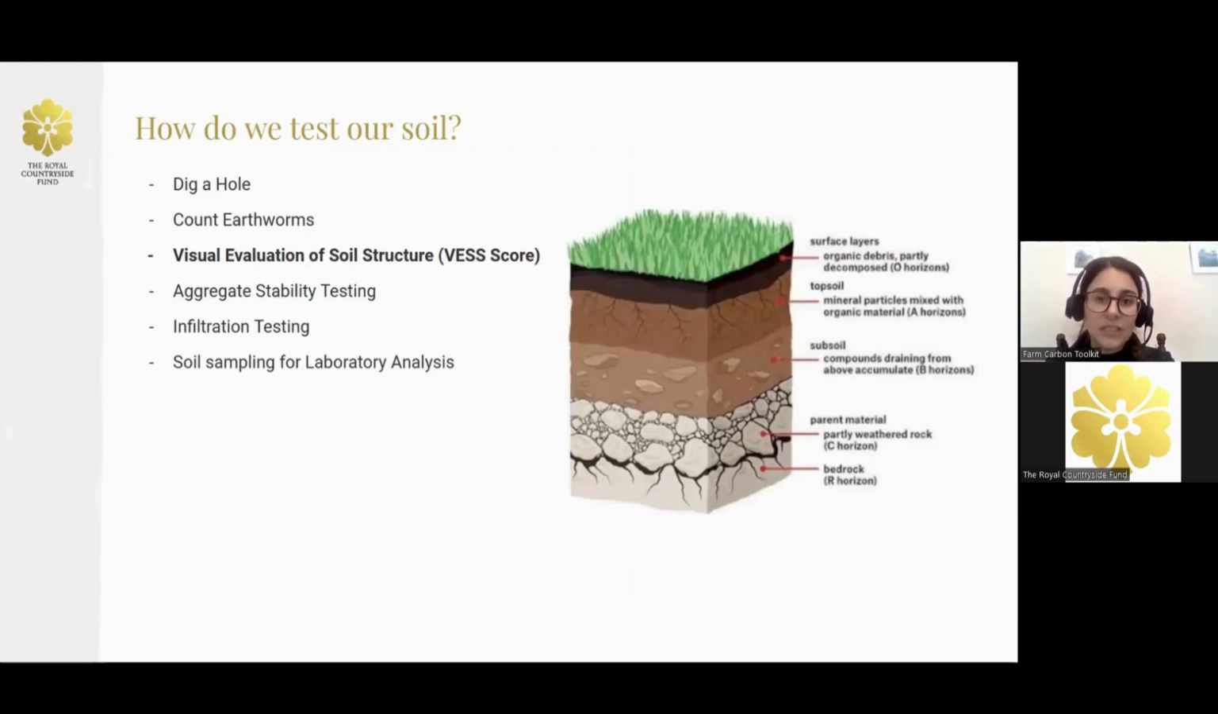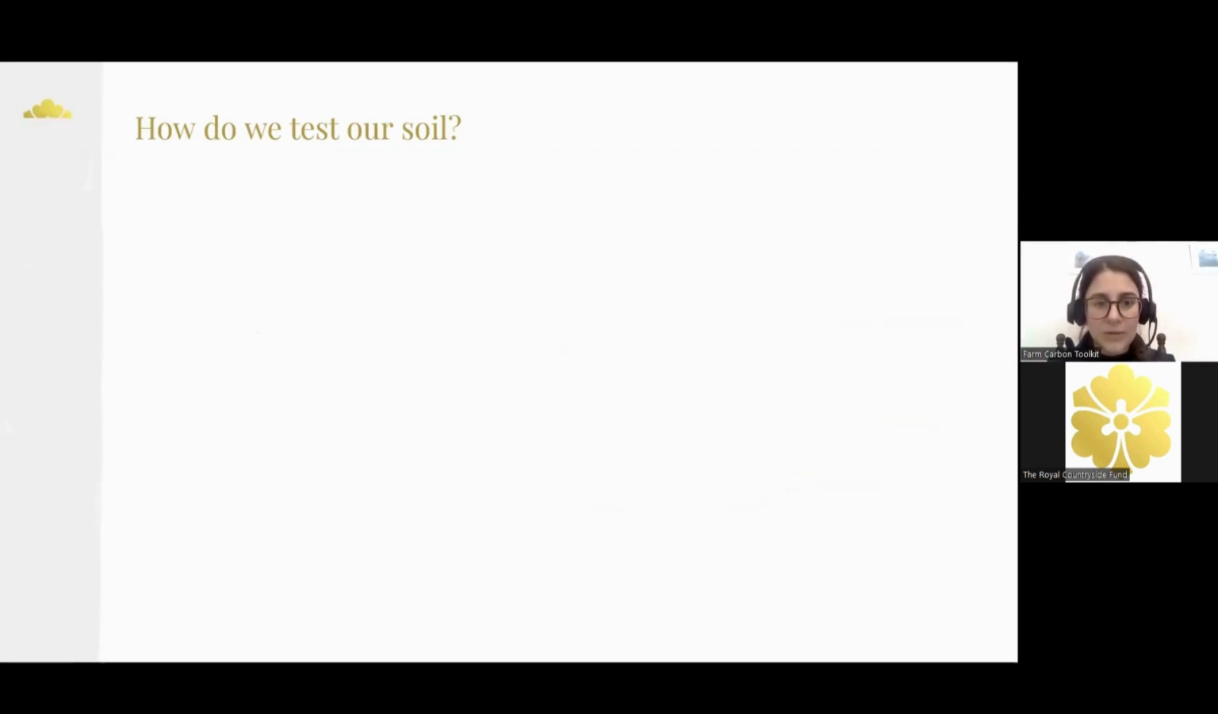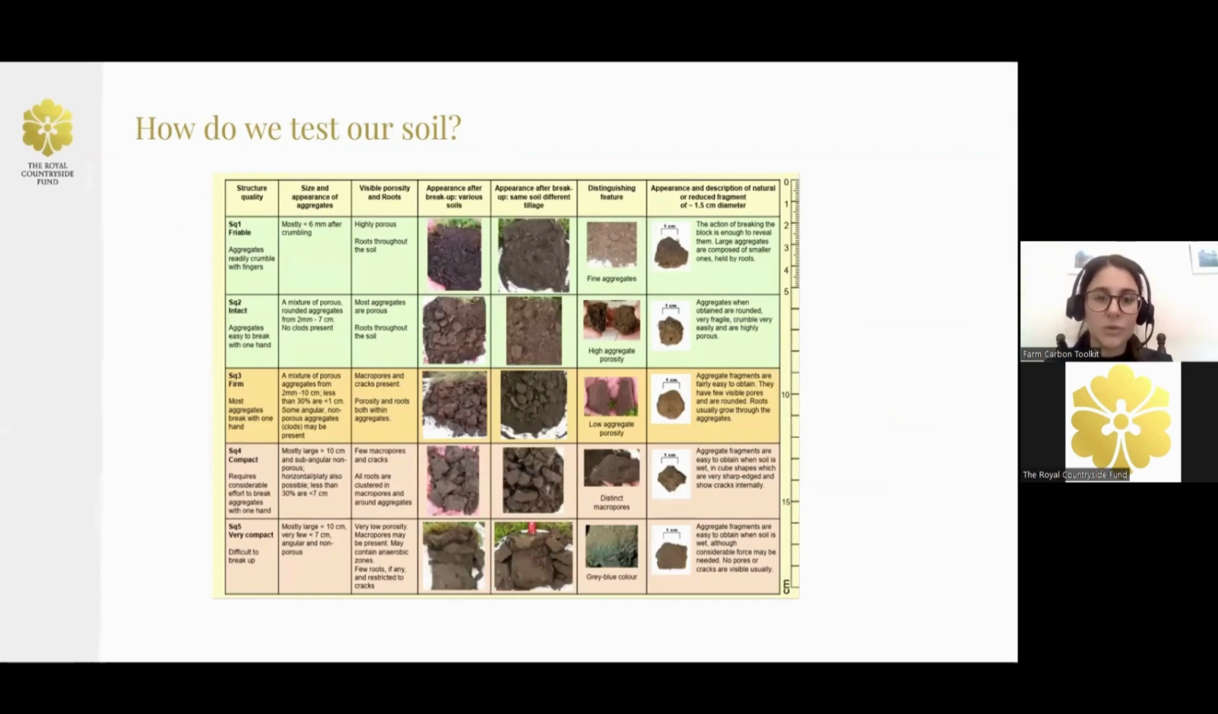So that again is really useful to compare between systems, so our silage versus grazing, or our arable versus our grassland, and apply a score that we can track year from year to see how our soil is functioning and how that structure is working throughout the year. So how we do our VESS scores is we can use this score sheet here. It was developed by the SRUC up in Scotland, to come up with this scoring system.